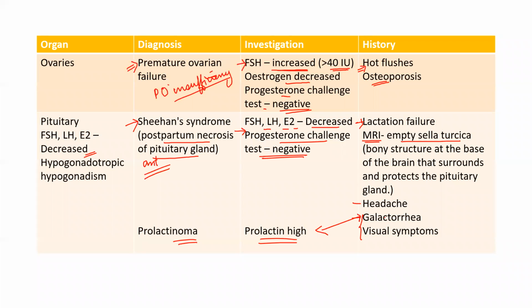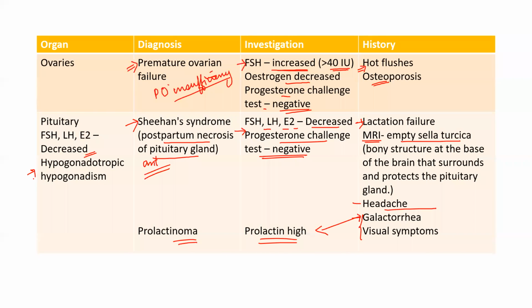So Sheehan syndrome, the clinical features are till here. There is lactation failure and headache. Now in prolactinoma, the prolactin will be very high, with galactorrhea and the visual features. Apart from that, FSH, LH and estrogen again will be decreased in case of prolactinoma. Okay. And this can be counted under hypogonadotropic hypogonadism.